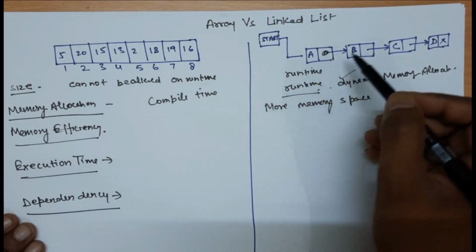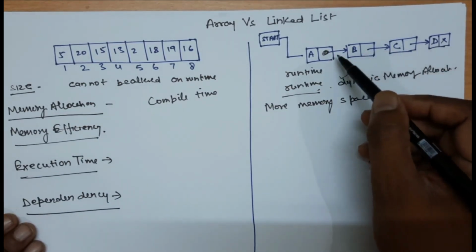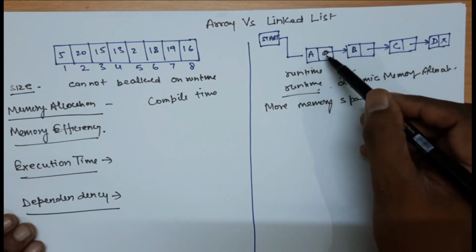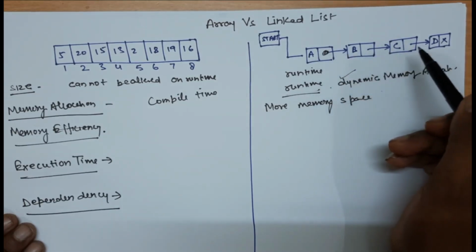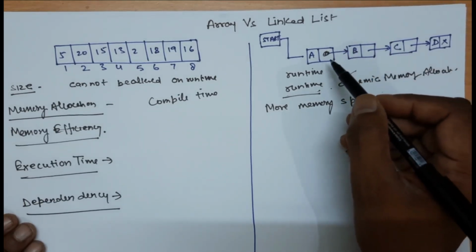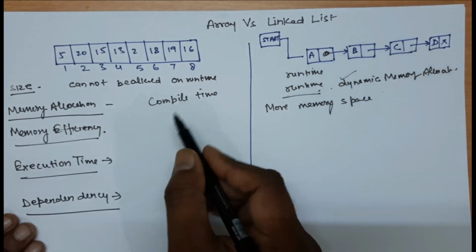In the linked list also the elements are of homogeneous nature, but they are stored onto the nodes, and the nodes are not stored onto contiguous memory locations. The nodes can be stored on scattered memory locations.